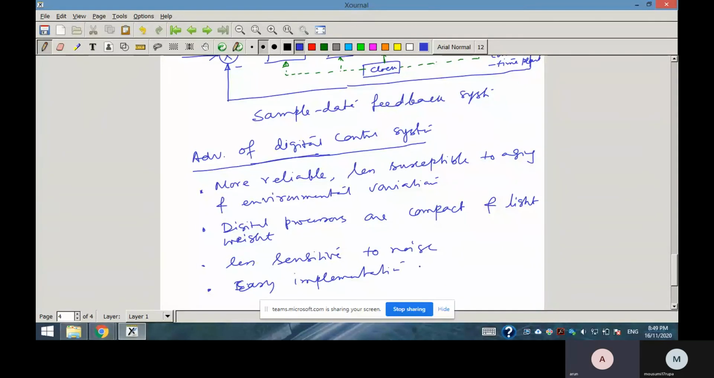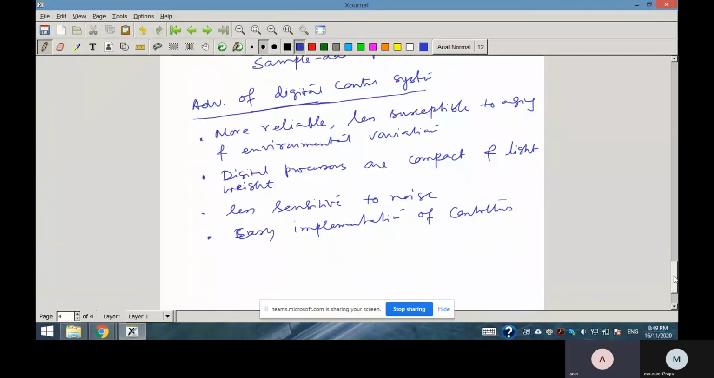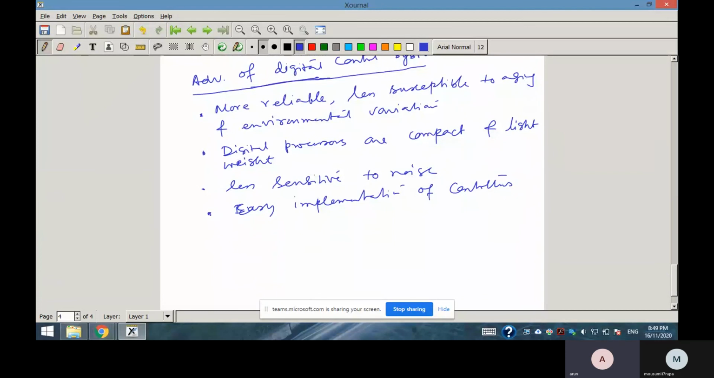Easy implementation of controllers. Controllers can be implemented easily just by writing a program in maybe C, maybe any other language, maybe in MATLAB or anywhere. That kind of language you can use, and there are many things.